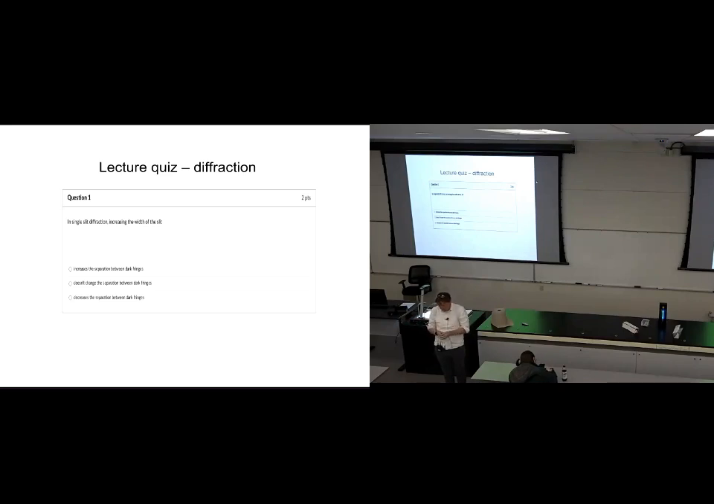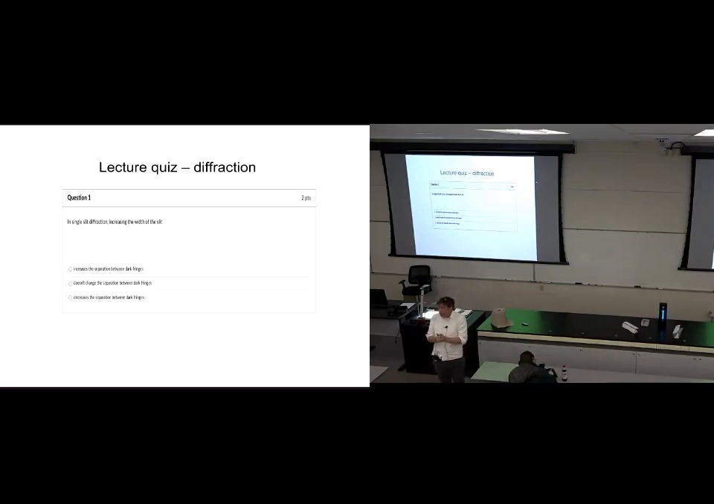When you increase the slit width, make it larger, the diffraction pattern actually shrinks down, gets smaller, gets compressed. So the answer here is, if we make the slit larger, we're increasing the slit width, we're going to decrease the distance between the fringes. The whole pattern gets smaller.